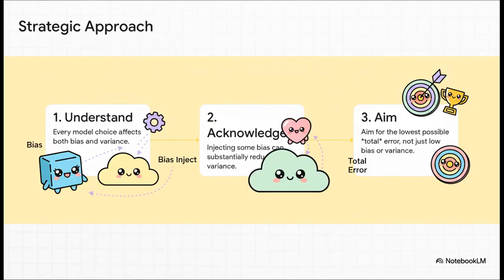So here's how you can think about this strategically. First, just recognize that every single decision you make, the algorithm you choose, the parameters you tune, is a move you're making along that bias-variance spectrum. Second, and this one's a big one, you have to embrace the idea that sometimes making your model a little simpler, that is, injecting a little bias, can cause a huge drop in variance and lead to a much better model overall. And finally, always keep your eye on the real prize, the lowest possible total error.